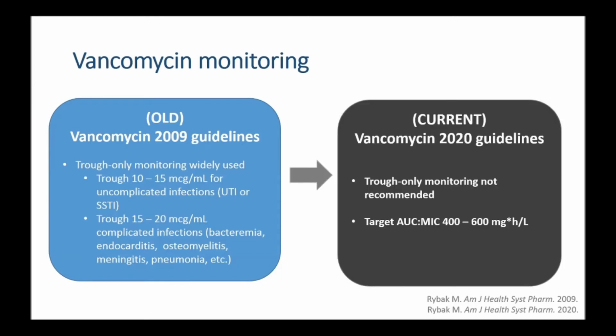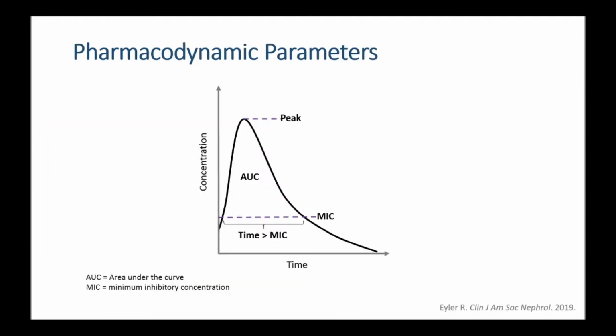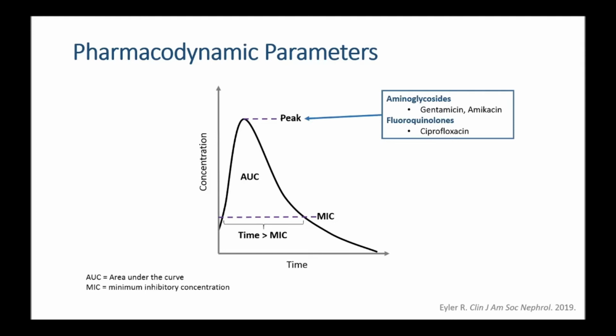Now, the new Vancomycin 2020 guideline recommends switching trough-only monitoring to monitoring of area under the curve to minimum inhibitory concentration ratio. Generally, each antibiotic has its own pharmacodynamic parameter that predicts their effectiveness. Some concentration-dependent antibiotic like aminoglycoside and fluoroquinolone, we want to target higher peak. Time-dependent antibiotic, for example, beta-lactam antibiotic, we want to keep concentration above MIC for as long as we can.